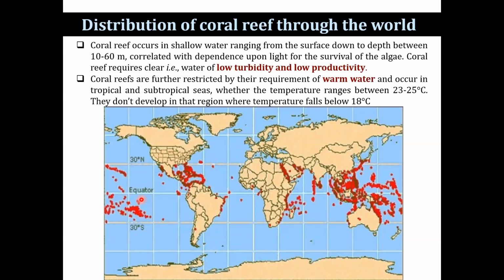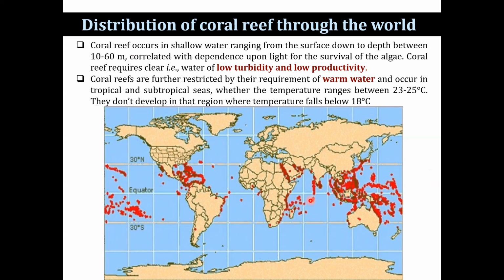Coral reefs occur in shallow water, ranging from the surface down to a depth between 10 to 60 meters, and that is correlated with the dependence upon light for the survival of the algae. You know that sunlight is an important factor for photosynthesis. So coral reefs also require clear water, that is low turbidity and low productivity water. Coral reefs are further restricted by the requirement of warm water and occur in tropical and subtropical seas, where the temperature ranges from 23 to 25 degrees centigrade.